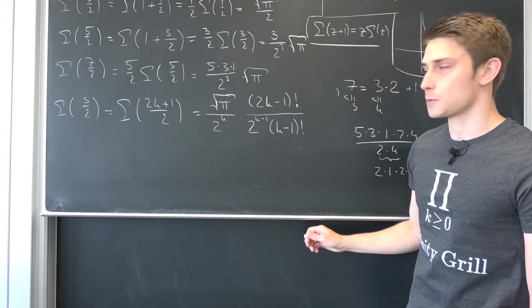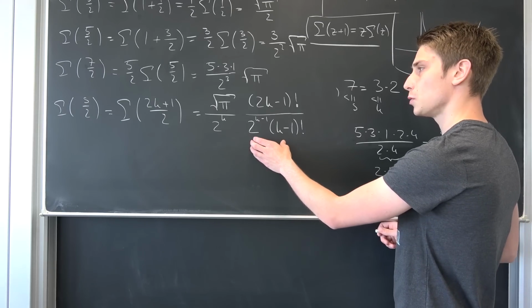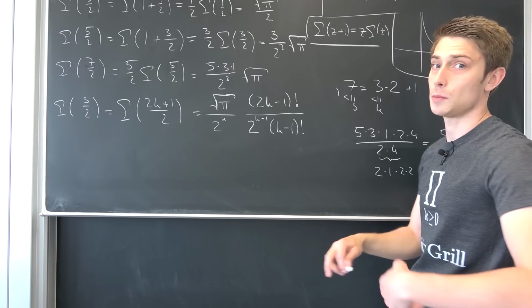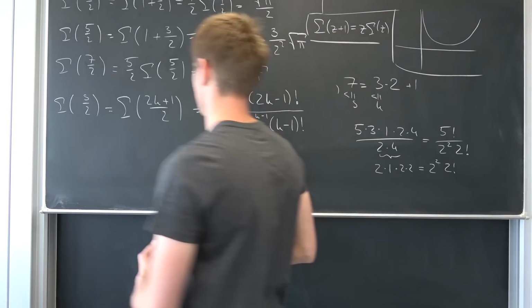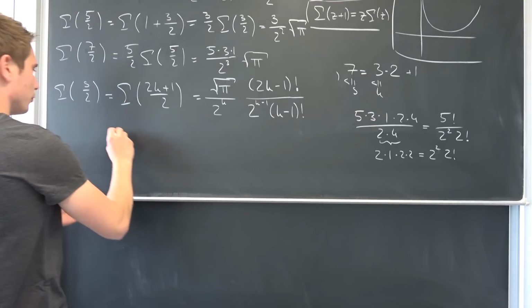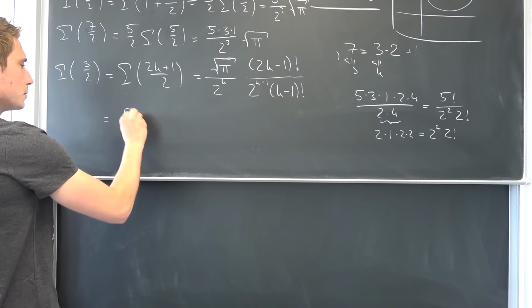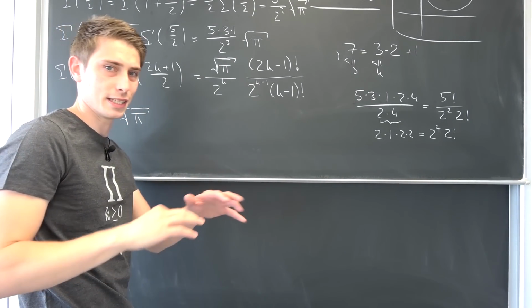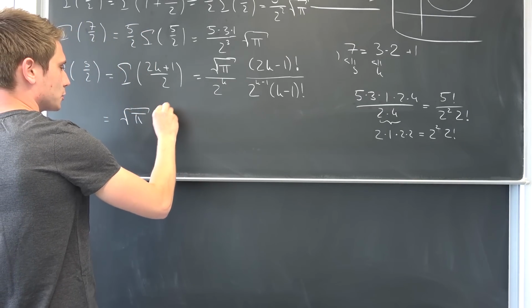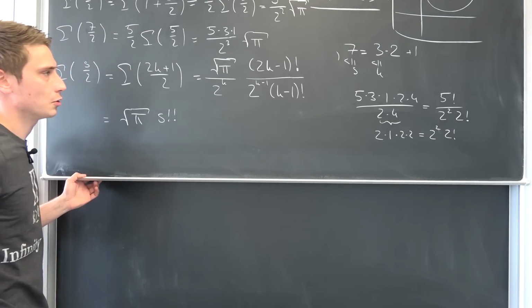Now, this looks like an absolute mess. Like I said, you can actually rewrite this as square root of pi times s double factorial. This should be the general thing that you can do. Correct me if I'm wrong right here. I haven't really dug into the double factorial stuff too much up until now. You can denote it like this.